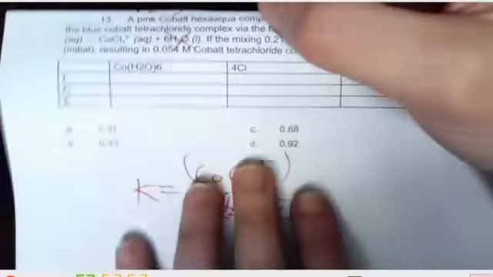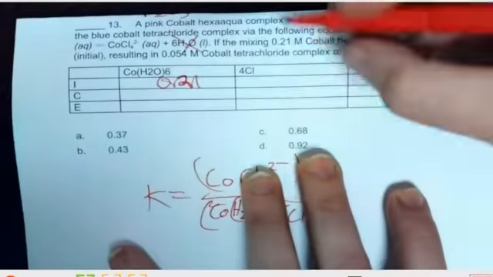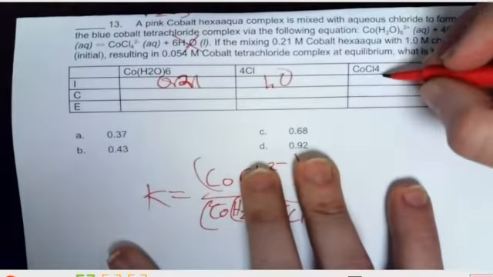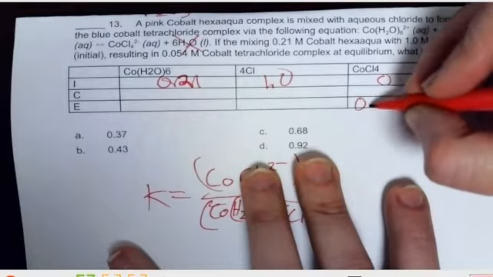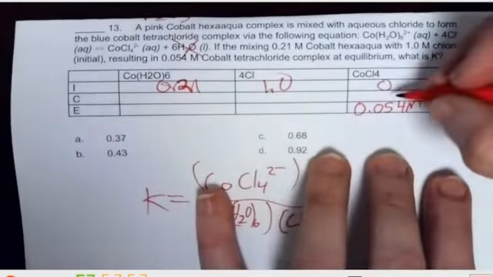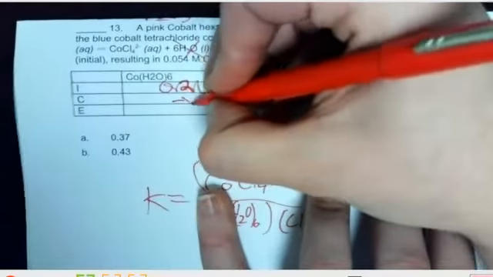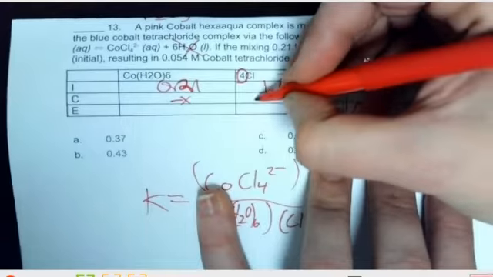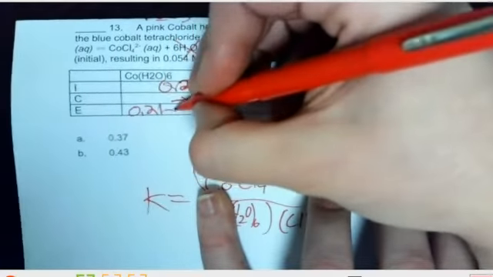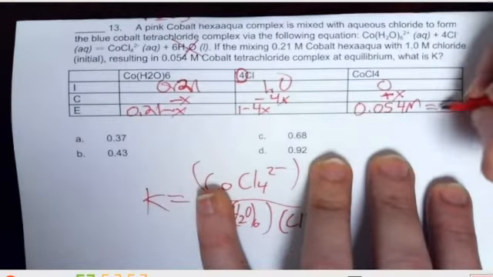Now, if I initially mix 0.21 with 1.0, and at equilibrium we get 0.054 molar product, what is K? Well, this is going to be plus X. This is going to be minus X. And because of 4 chlorides, minus 4X. We have 0.21 minus x, 1 minus 4x, and this is just x.